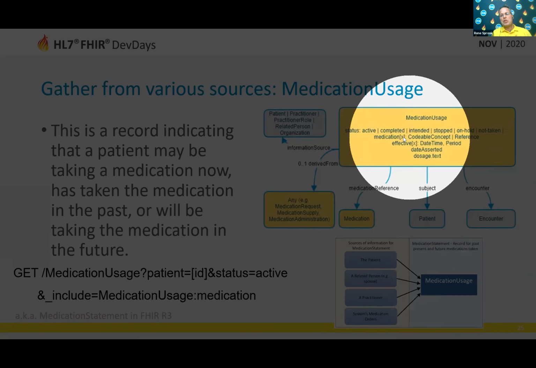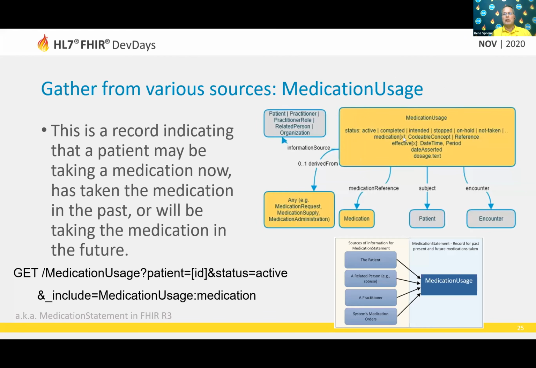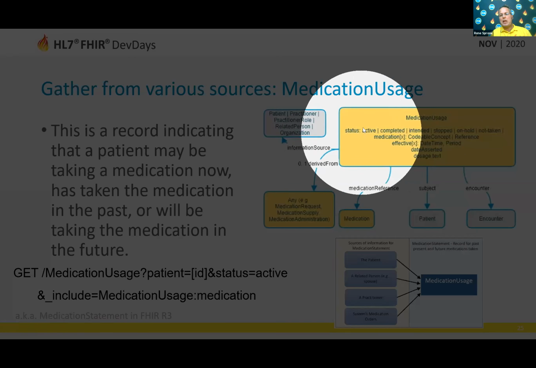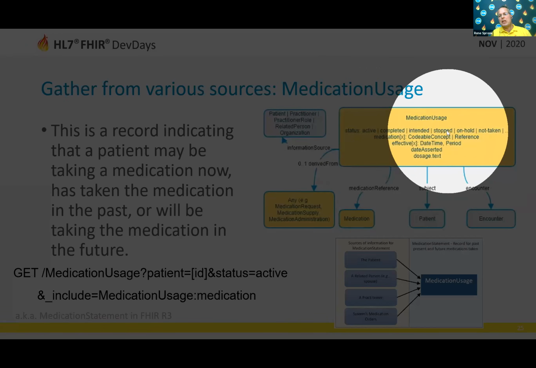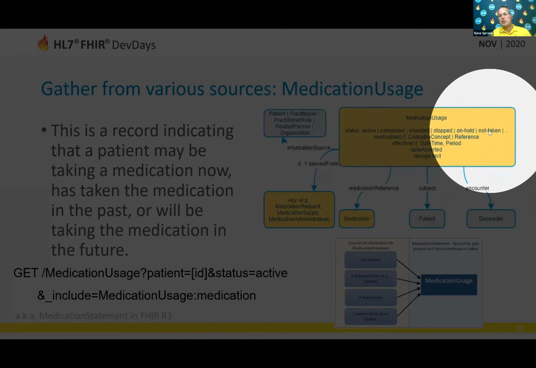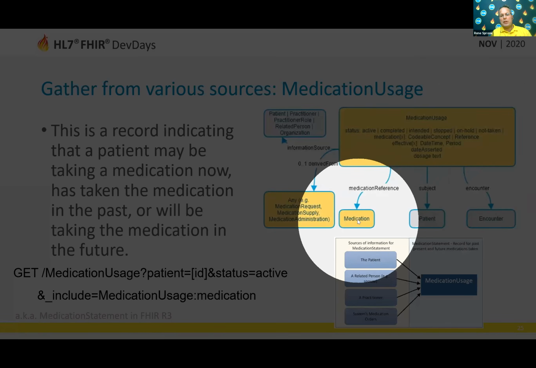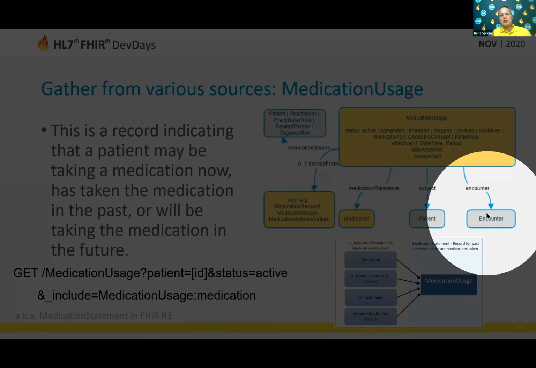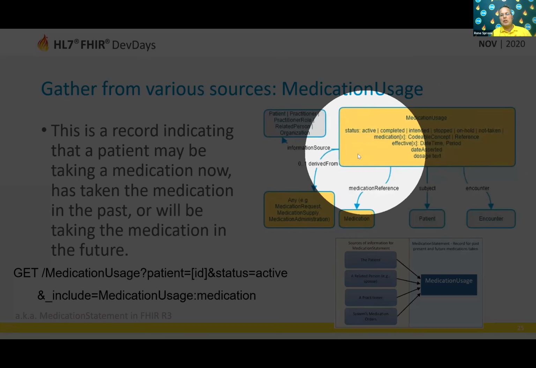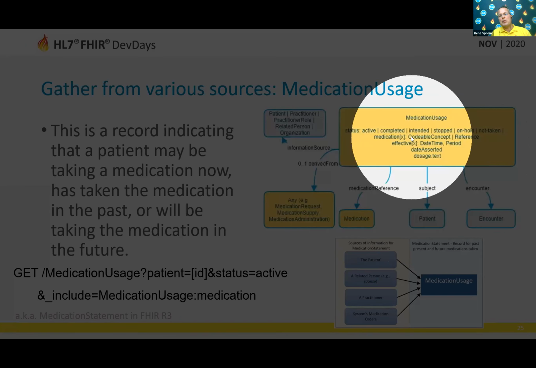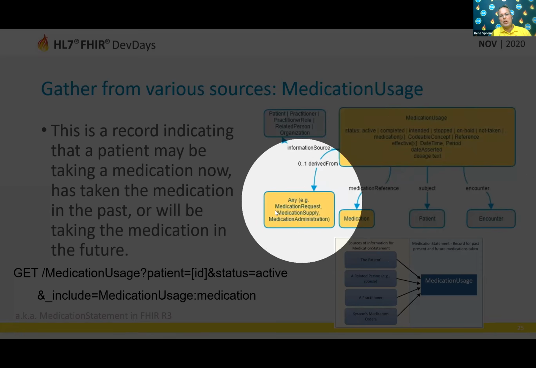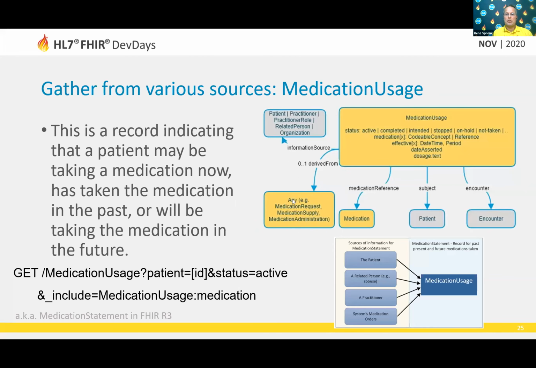And medication usage, if we start looking at that in more detail, then you can certainly see that, again, this can be an active statement. Are they still actively taking it? Have they stopped taking the medication? Have they not taken the medication at all? And again, we have medication, we have the patient and the encounter that this belongs to, and the derived from relationship, because this medication usage could be derived from lots of other different kinds of FHIR resources.